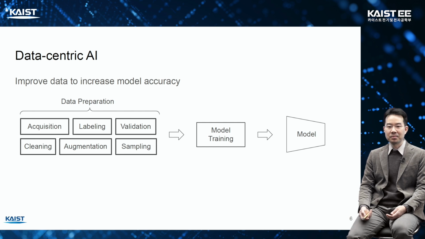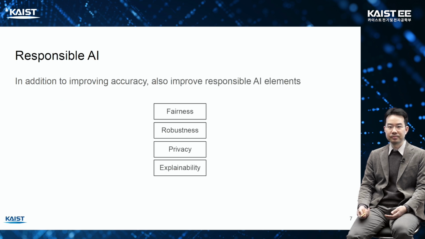So there are a lot of steps involved in the data preparation step. First, you need to acquire data and start with something. Then you need to label the data and make sure you have the answers to train on. Then you need to validate the data and check if there's anything wrong regarding the quality of the data. And if there's a problem, you need to clean the data. And if you don't have enough data, then you need to sometimes augment the data. And if you have too much data, sometimes you need to sample or filter the data as well. All of these steps are very important for improving the model performance.